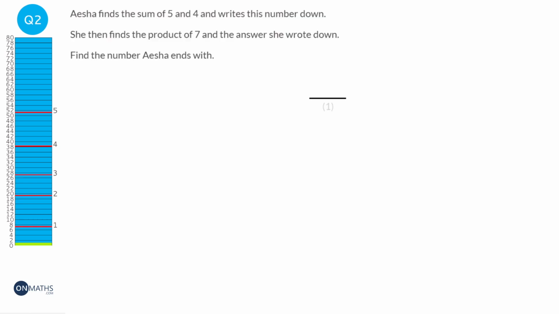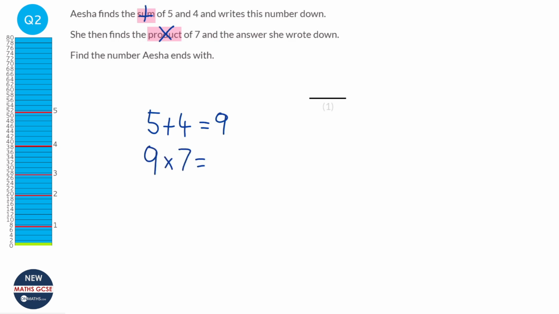For this question, it's really important that we understand what the words sum and product mean. Now, sum just means add, and product just means times. So we're going to start by adding the 5 and the 4, so that will equal 9. And then what we're going to do is find the product of 9 and 7, so we're going to multiply them together. 9 times 7, which is 63. So our answer is 63.